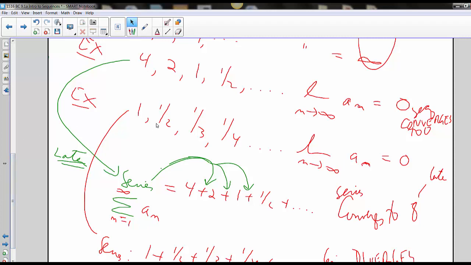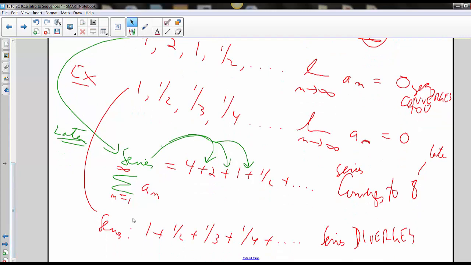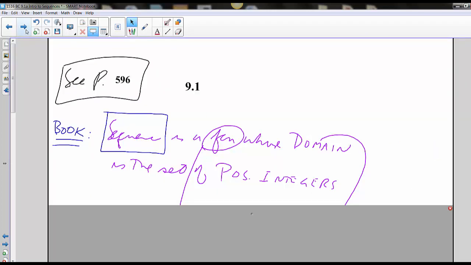On the other hand, this sequence, which has the same limit as the other sequence, which is 0, will give a series that actually diverges. So that's an interesting dichotomy. Just because the sequence of terms converges does not guarantee that the series of those same terms will converge to a particular number.